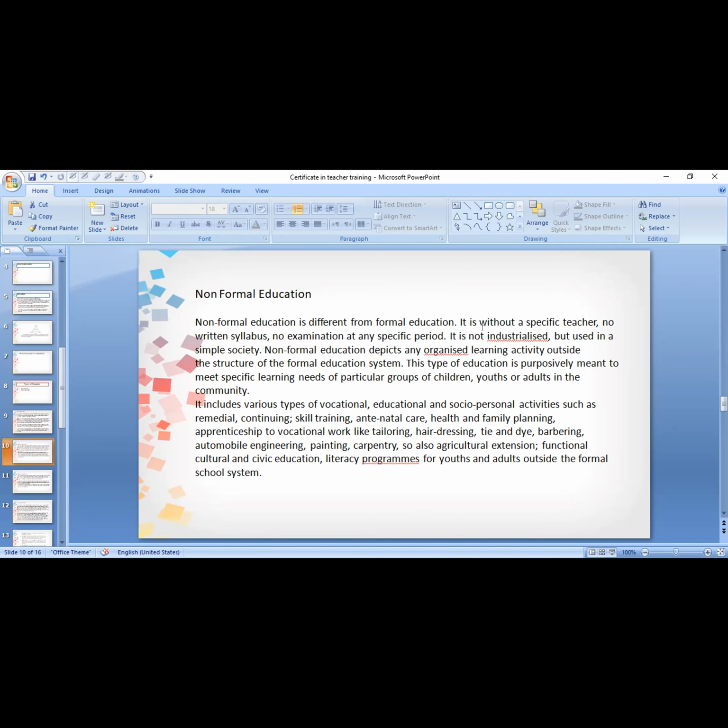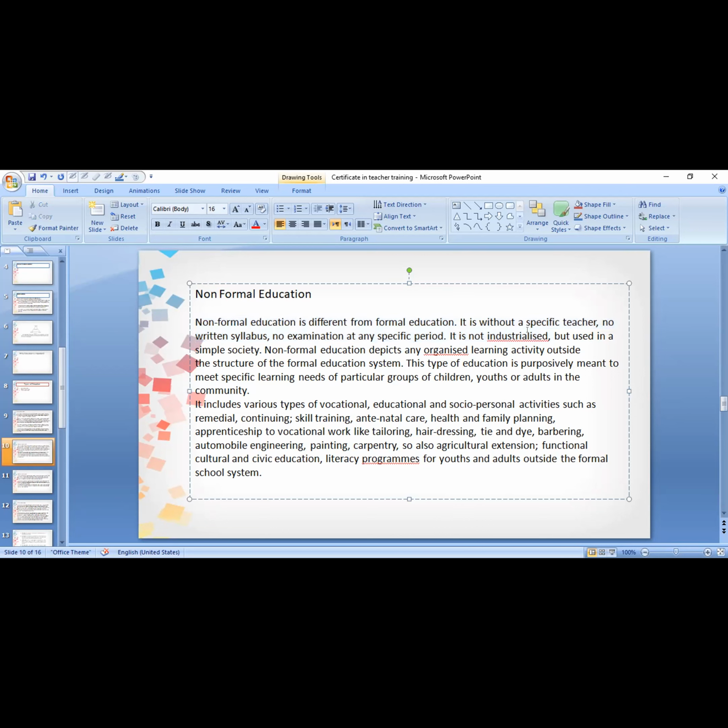It is without a specific teacher, no written syllabus, no examination at a specific period. It is not industrialized. So non-formal education will not have a teacher. Now, in formal education, there's a teacher, there's a lecturer, and there are students, right? The course is pre-planned. When it comes to non-formal, there won't be a specific teacher, there won't be any exam, there won't be any syllabus and so on, right?